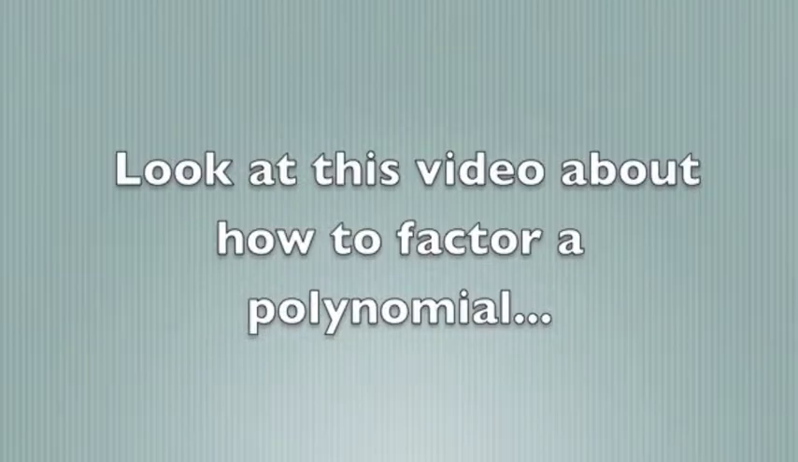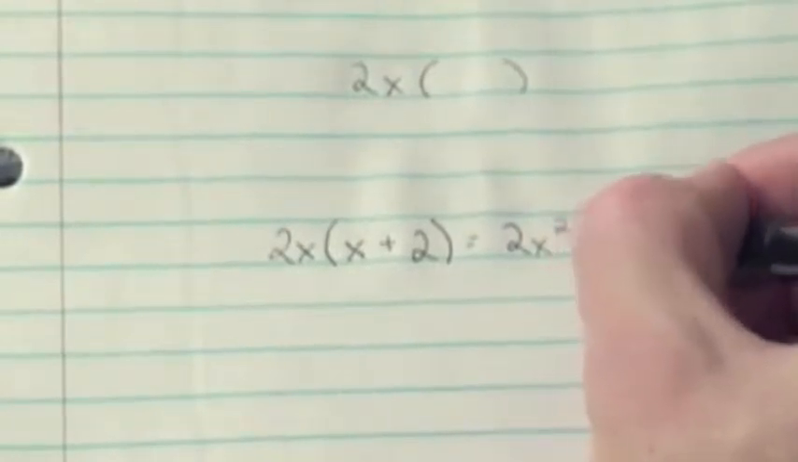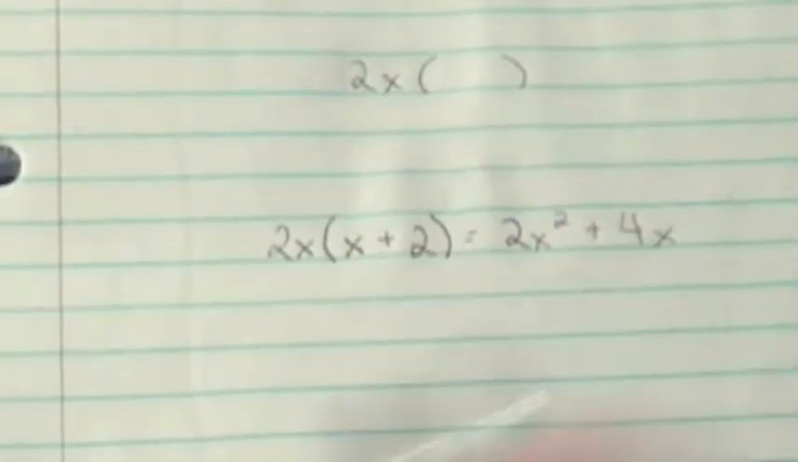How to factor a polynomial. Look at this video about how to factor a polynomial. How to factor polynomials. Factoring is the opposite of distributing. If you can find a common factor, you can reduce an expression. You will need a polynomial, a pencil, and paper.